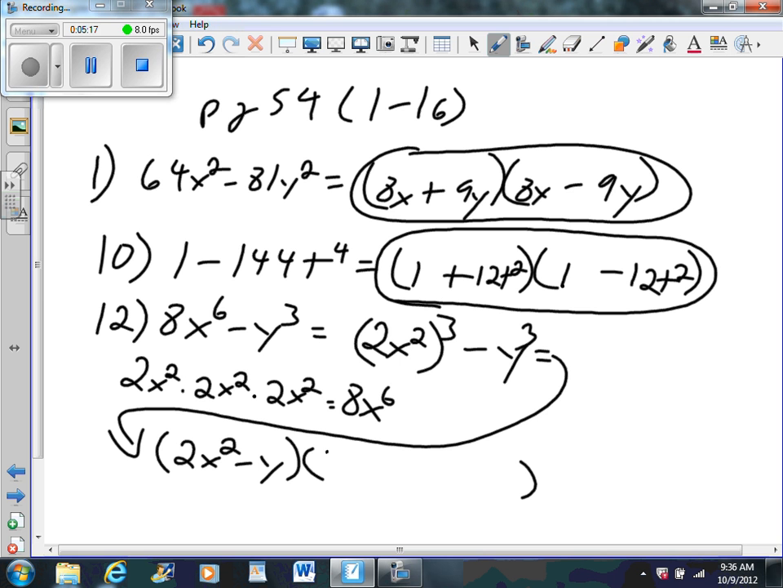Yeah, be careful there. Be careful, the mistake I could make as well. Now, what's my middle term going to be? You know, this is y squared. Yeah. What's my last term going to be?